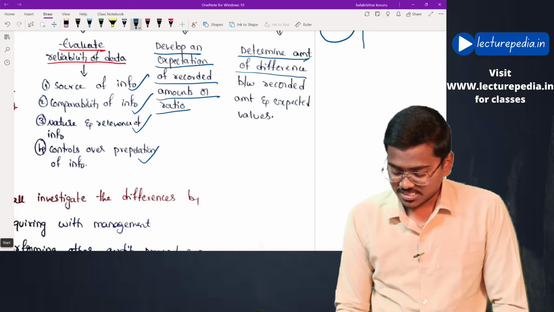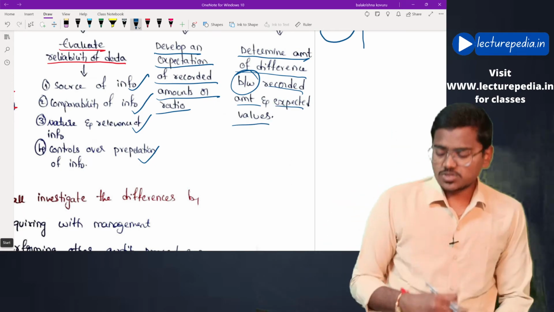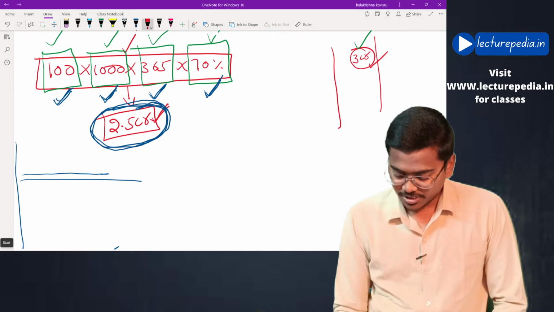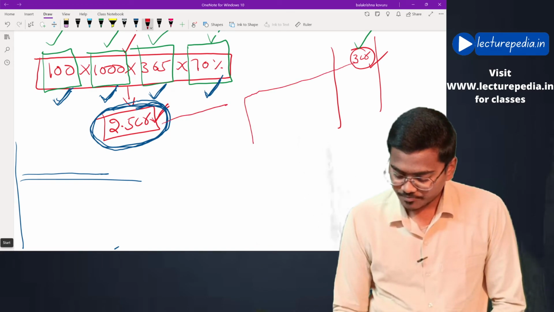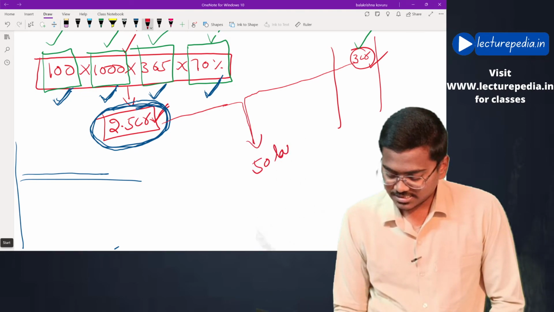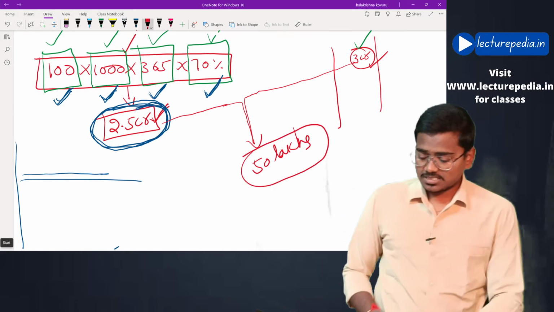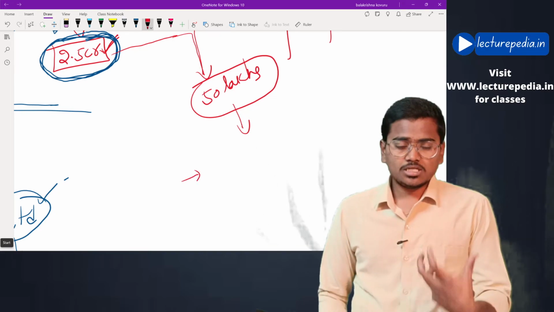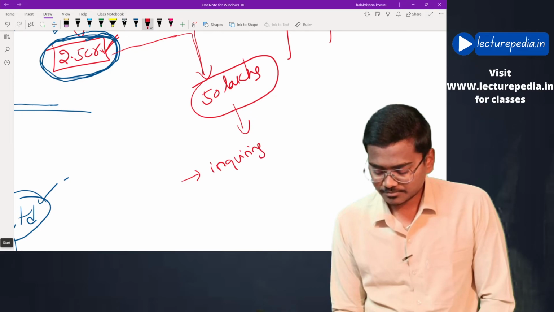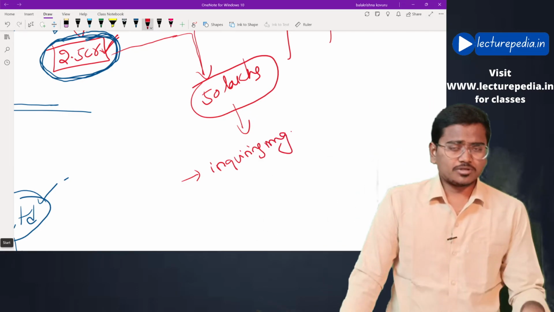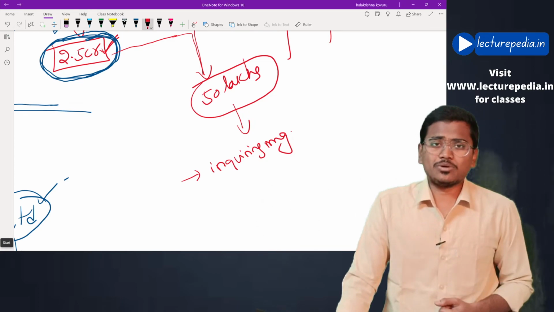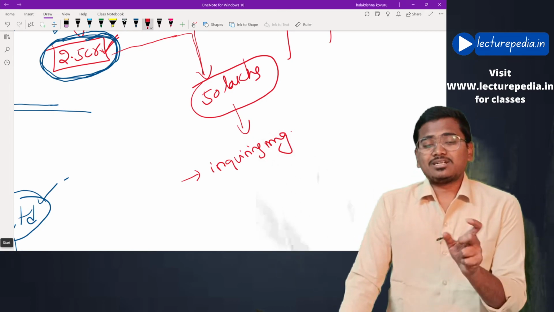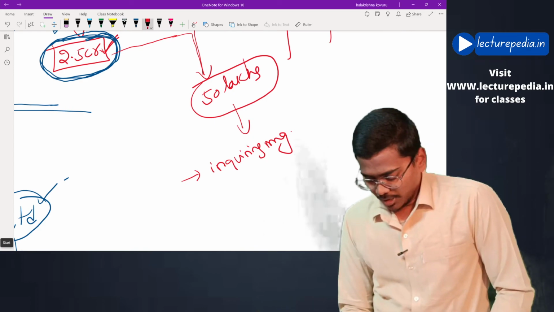Determine the amount of difference between recorded amount and expected values. Going to our example again, in the fourth step, the auditor will determine the difference between expected value and recorded amount. Here in this case the difference is 50 lakhs. Okay, after determining the difference, he will investigate this difference. Why has this difference arisen? How will he investigate? By inquiring with management. Okay, apart from this rental income, do you have any other income? In case you have any other income, please provide the details relating to those incomes. Like this, by performing an inquiry with the management, the auditor will try to reconcile the difference, and by performing other audit procedures.